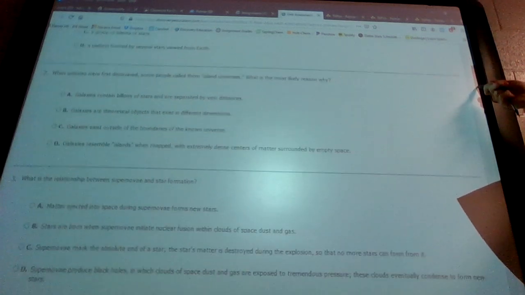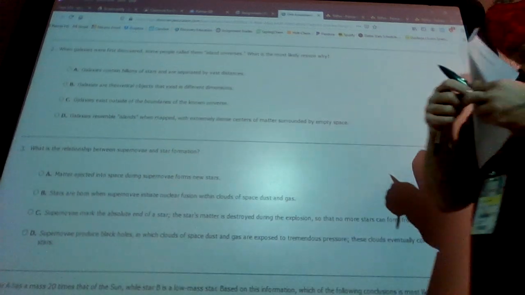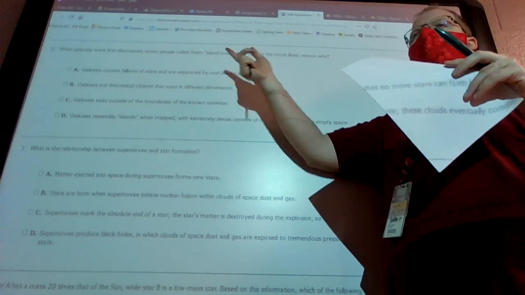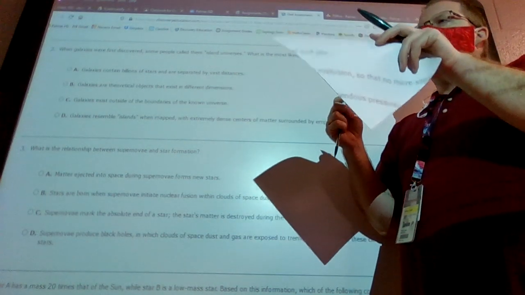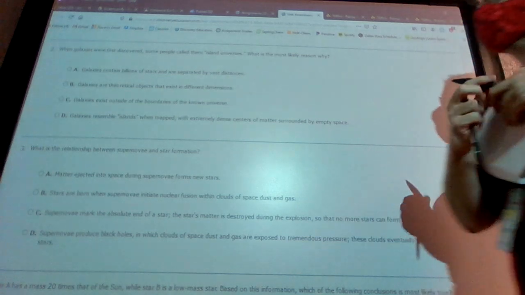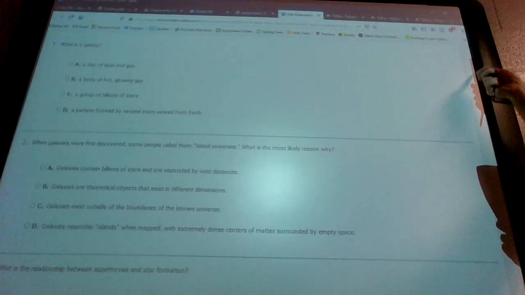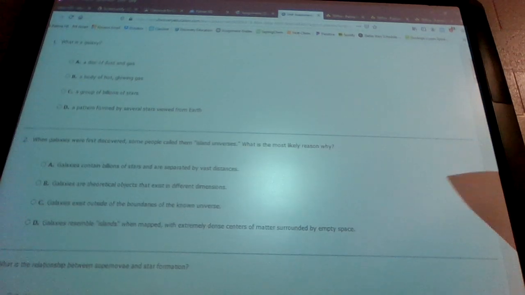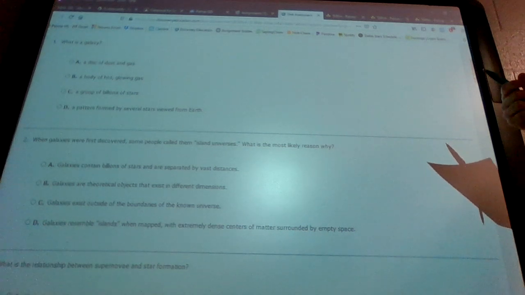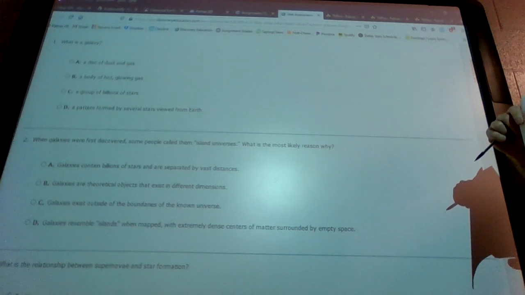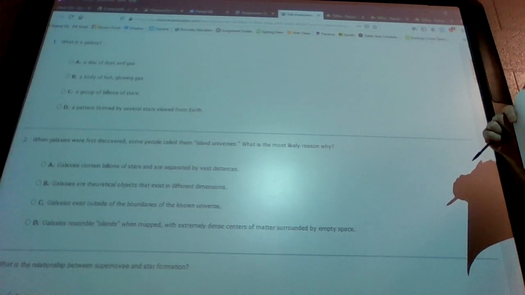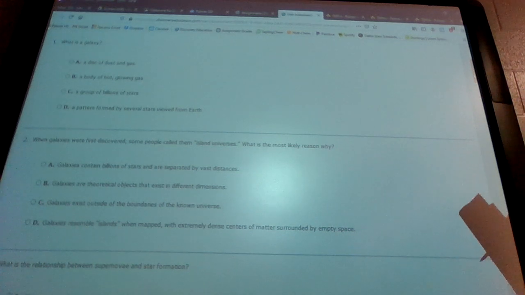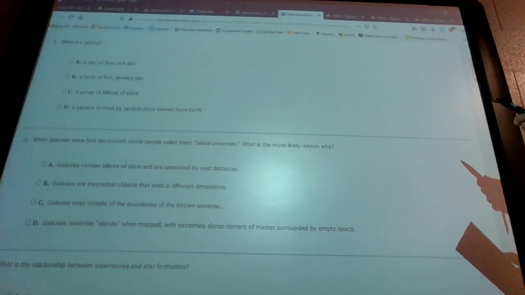You should know what a galaxy is. You've had this question a couple times, so you should know about the island universes. On the first one, it's like, what is a galaxy? But isn't a galaxy like billions of stars and dust and everything? I mean, there's going to be dust in there, but it's really more just about the stars. That's what we're looking for.